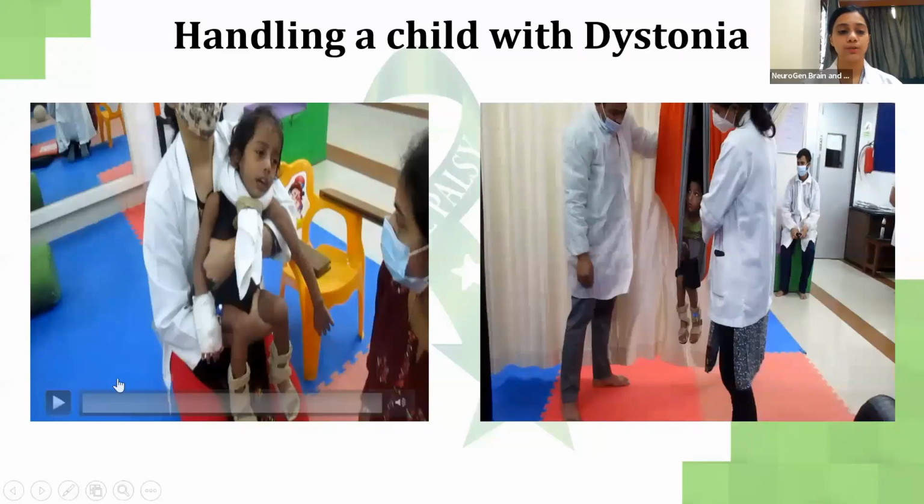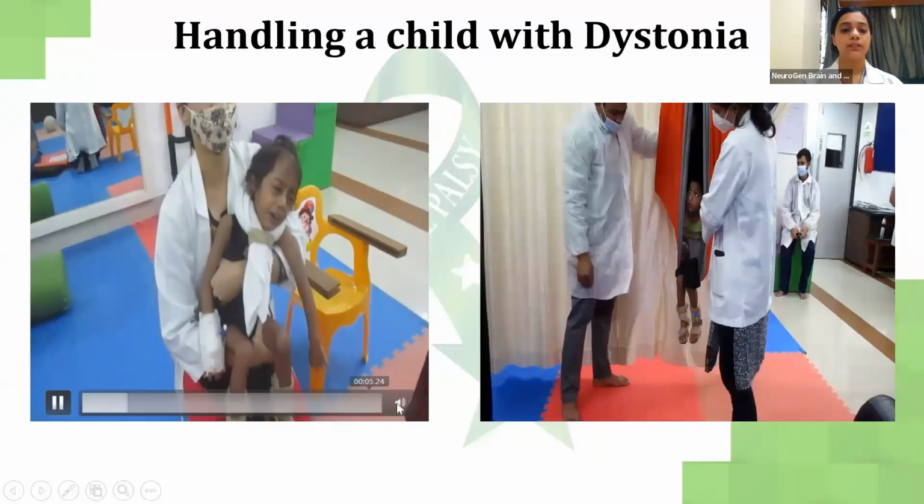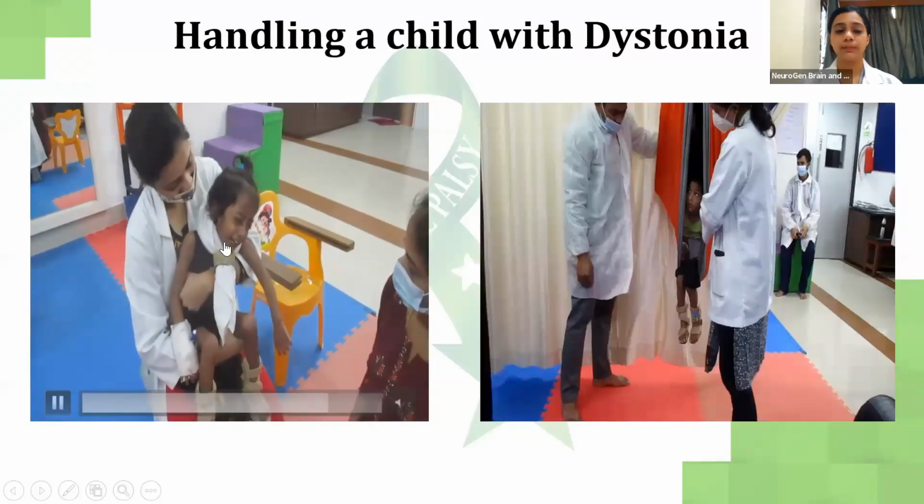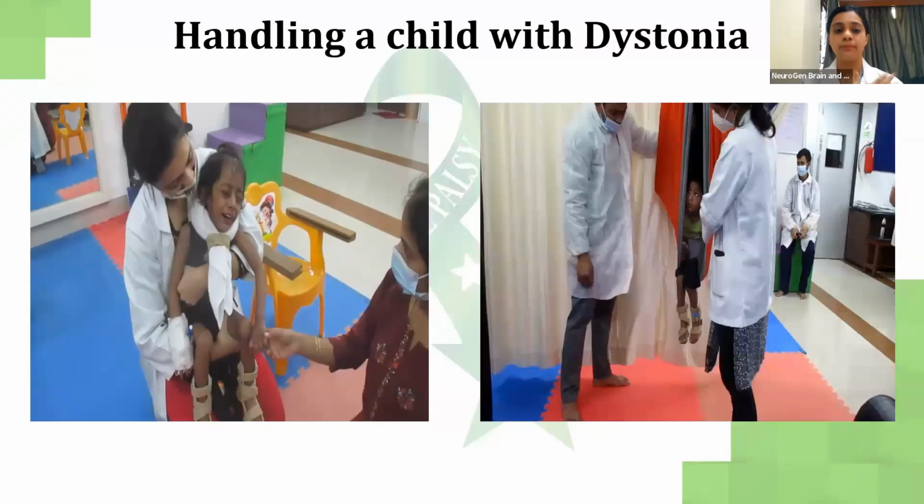This is what I'm trying to do. If you see, she is a case of dystonic CP, and with hip and knee flexion, I'm just holding her. I'm preventing her dystonia with my chest and I'm just flexing the hip and knee. This is a very good position to prevent dystonia.